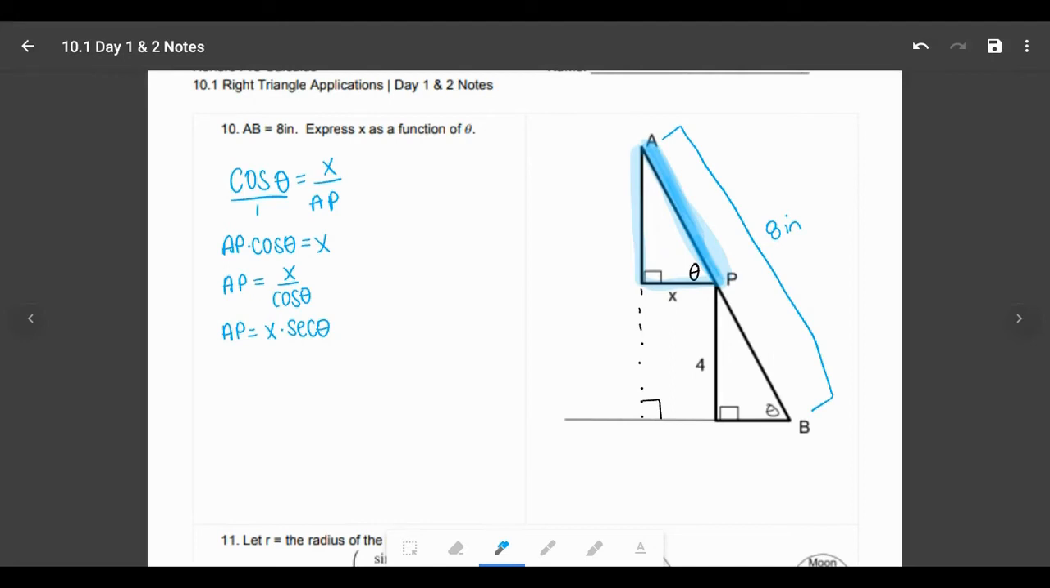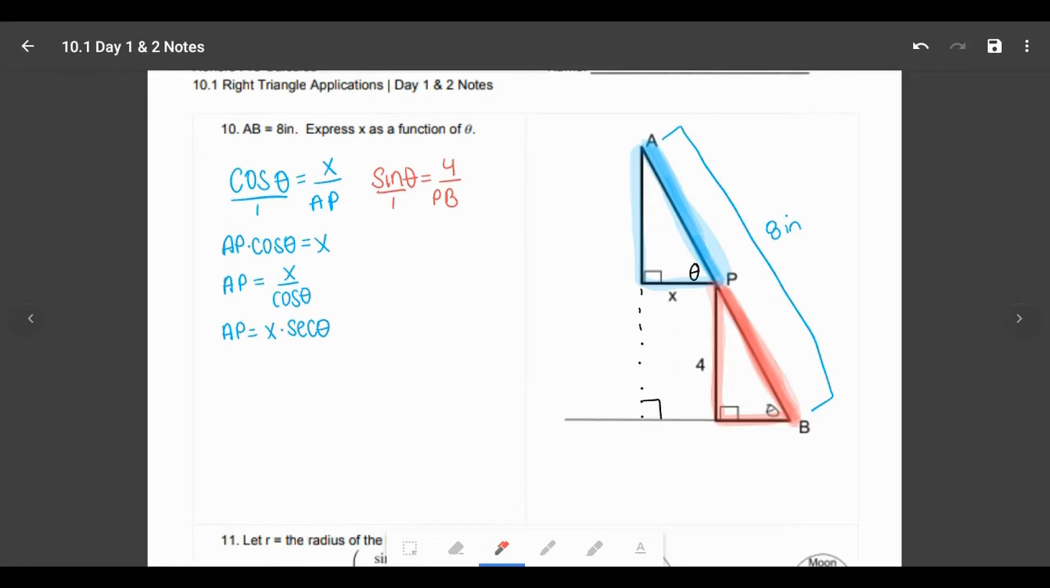Okay, now that we're done with this blue triangle, let's go ahead and work with this other triangle. We'll call him our red triangle. And so now in my red triangle, kind of similar to what we did in blue, I'm specifically looking to get BP in terms of theta. So the given side is my opposite side. So now instead of cosine, let's go ahead and use sine of theta is equal to 4 over that missing side BP.